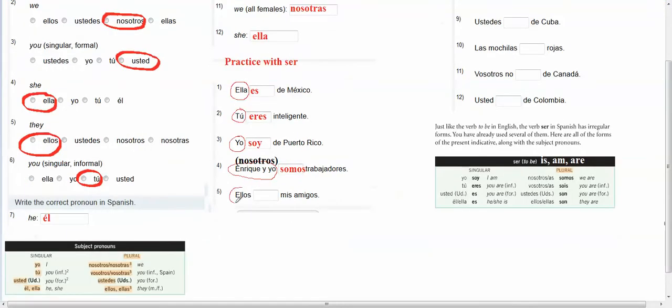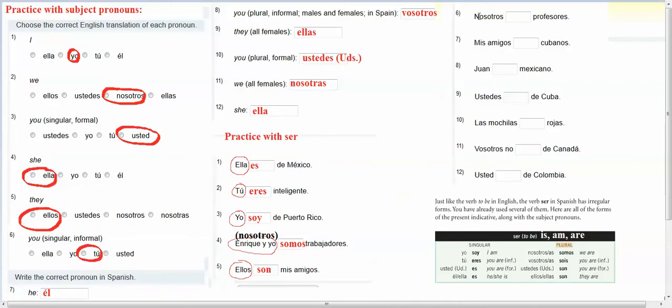Okay, if I scroll down here, ellos blank mis amigos. Again, your subject comes before the blank, because when it's a statement, the subject comes before the verb. They are who are my friends? So if I look over here, here's ellos, I want son, and that's what I want to plug in the blank. Ellos son mis amigos. So if I go up here, nosotros blank profesores. Who are profesores? It's nosotros, because my subject comes before my blank, and I pick somos.